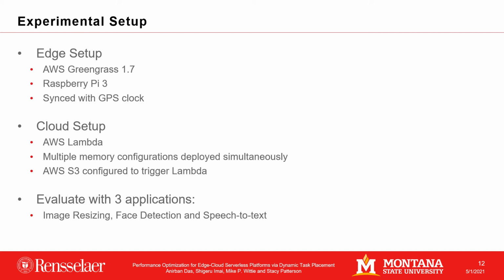We are evaluating our application and our optimization problems using three applications. The first one is the image resizing application. It just resizes images. The second one is the face detection application. Given a picture of a group of people, it will detect the number of faces in that image and save the results in a text file, along with the coordinates of the faces. And the third one is a normal speech to text application, that is, given a speech or audio file, it will translate the audio file into a text file.